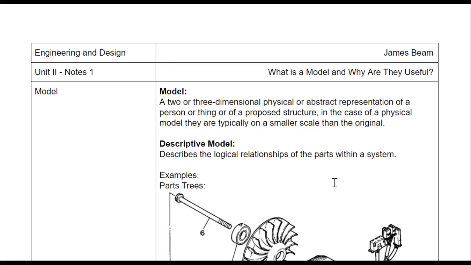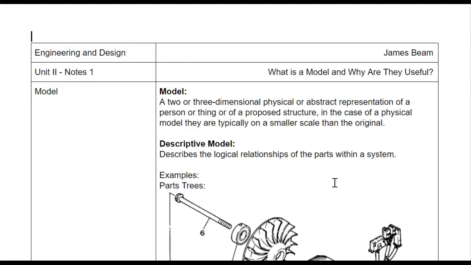A model is usually either a physical object in 2 or 3 dimensions, or some sort of abstract representation. It can literally be graphs or equations, things like that. Sometimes they represent a person or a thing or a proposed structure. More often than not, it's a proposed structure, like a system in engineering. It could be a system of people, though. It could be a system of things.